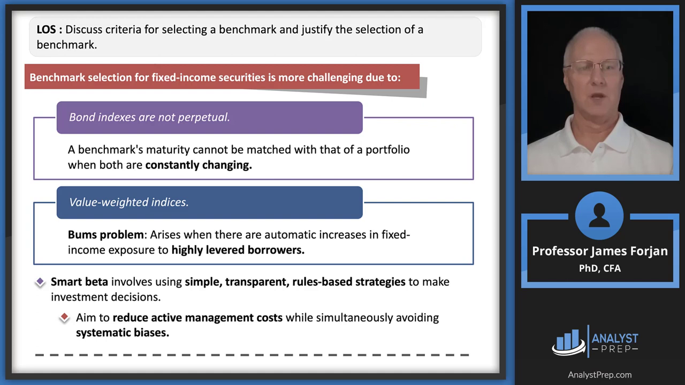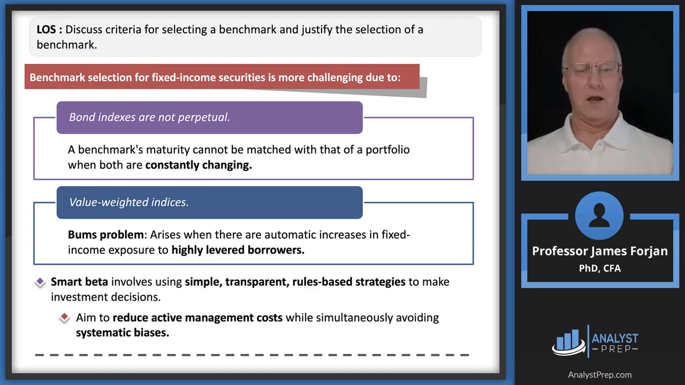Value-weighted index, this has the bums problem. This is kind of an interesting scenario. Take a look at an index, and you've got, let's say, a couple of firms in there, and these firms have lots of debt. So what's their probability of default and their loss given default and exposure and all those measures of credit risk? Well, those are going to dominate the performance of the portfolio. That's called a bum, right? These are bum issues.